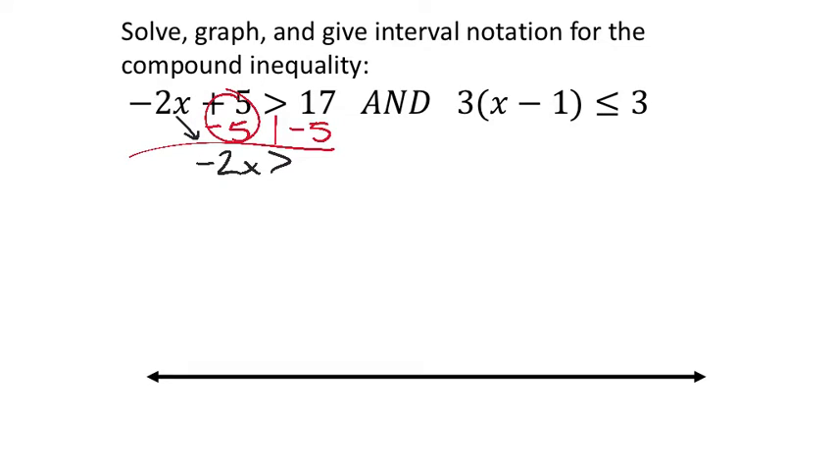So negative 2x is greater than 17 minus 5, boom, 12. Okay, and yes, this division right here of negative 2, the coefficient, that's going to flip this inequality. So now x is less than negative 6.